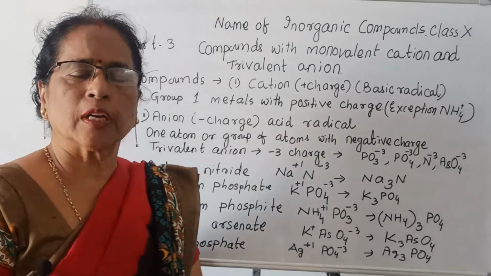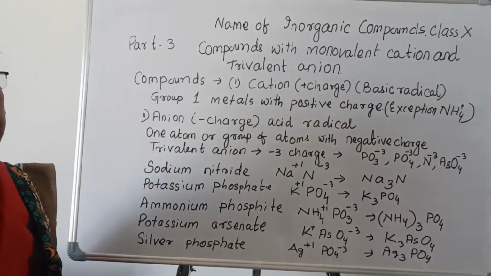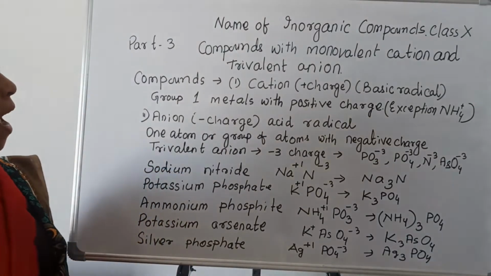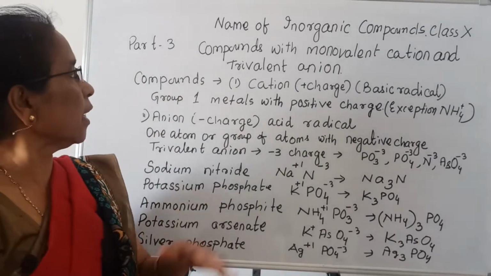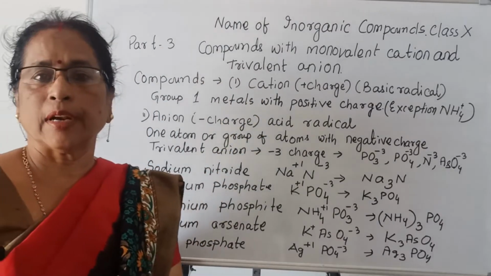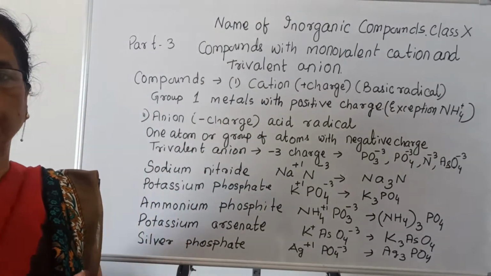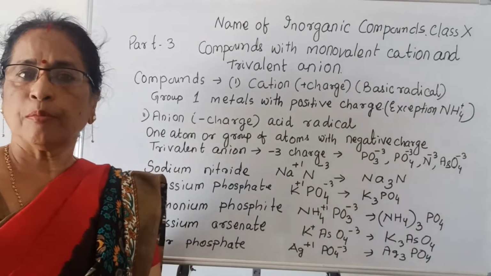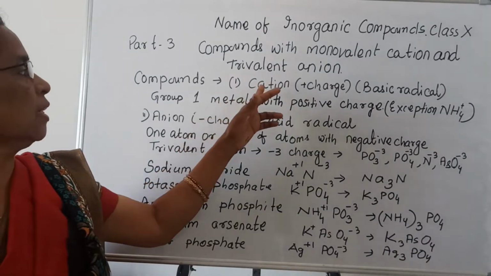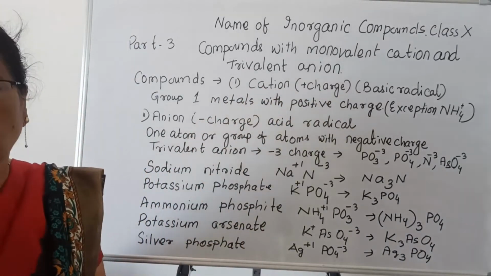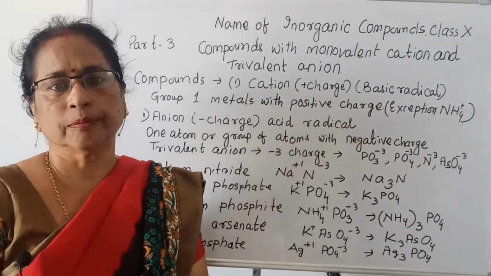Also I want to welcome the students of class 10, for the topic of inorganic compounds, part 3, that is compounds with monovalent cation and trivalent anion. What is a monovalent cation? Cation means positive charge and mono means plus 1. The cation has a plus 1 charge, and these cations are also called basic radicals.